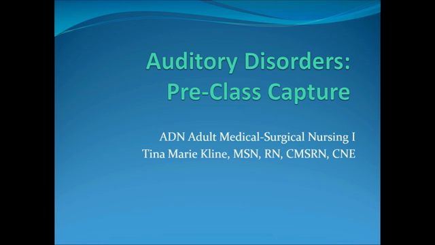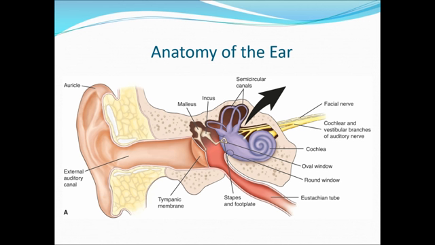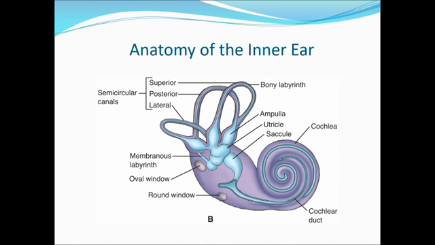This capture looks at auditory disorders. We'll begin by taking a brief look at the anatomy of the ear, keeping in mind the external ear of the auricle and the external auditory canal, getting into the middle ear where the tympanic membrane is, the malleus and the incus and the stapes, and then into the internal ear where you have the cochlea. And this is just a better view of the anatomy of the inner ear.